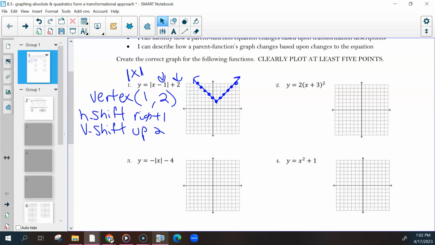For all of these problems, you could use your calculator for every single one as long as you graph it and write the vertex. Or you could find the vertex, graph it based on your transformations, and then double check it. If you're using the transformations, I would highly recommend that you check it in your calculator. That way you know you graphed it correctly. Do we have any questions on number 1?